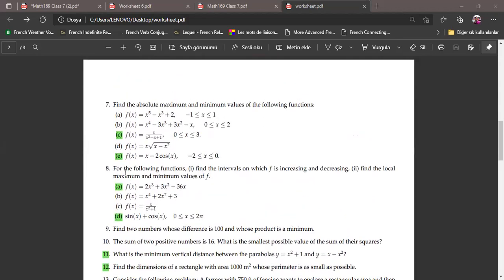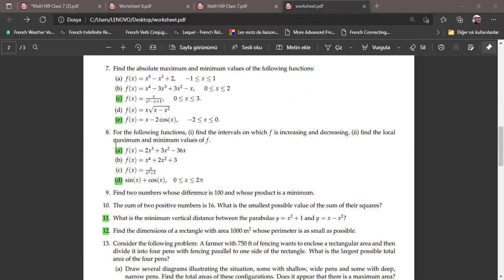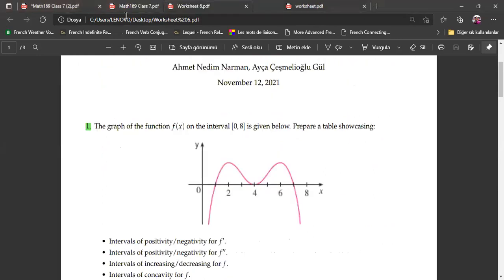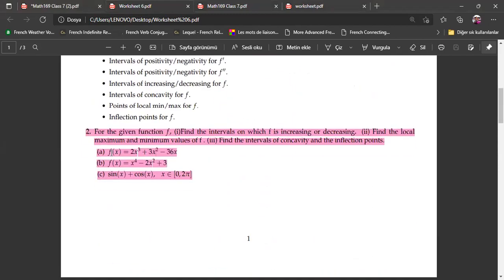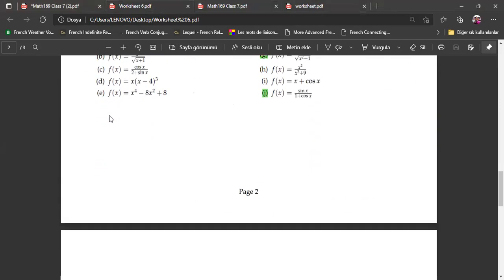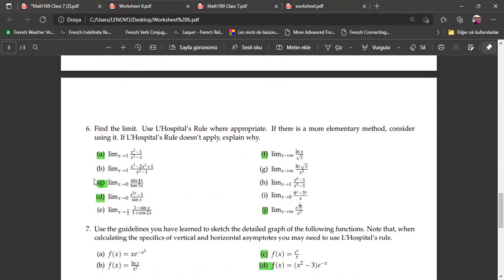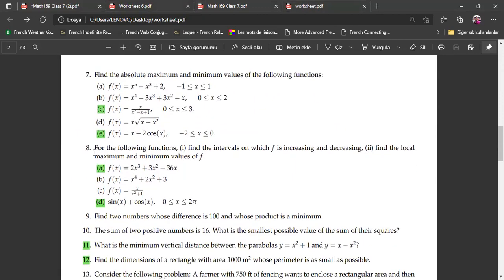I will solve the questions starting from this one, 8. Okay, we solved the first 7 questions in the class, so I will continue with this, and then I plan to solve some of the questions from this one too, until this one, 5th question, or maybe 6th, and then we will solve the rest in the next class. All right, so let's start with question 8.